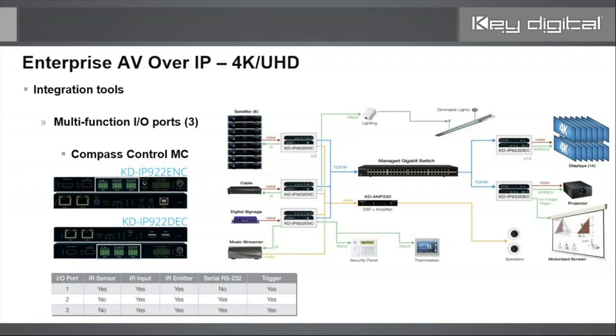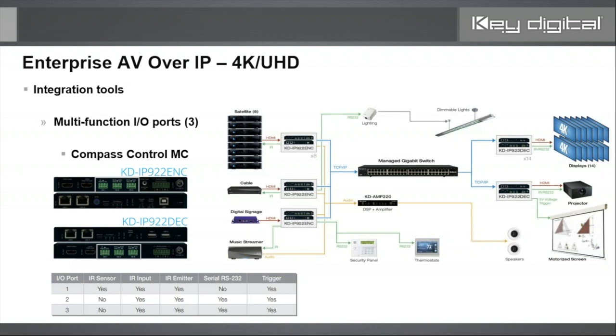We look here at a system for a bar restaurant. We see the sources on the left and the displays on the right. 8 satellite boxes and 1 cable box plus 1 digital signage player. That's 10 video sources. On the right, we have 14 displays plus a projector. So this is a 10 by 15 system, 25 encoders and decoders total.